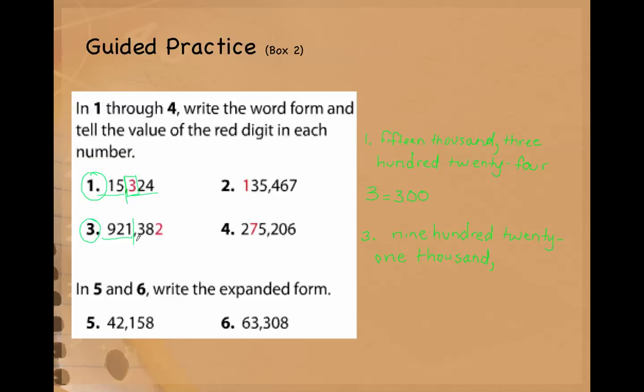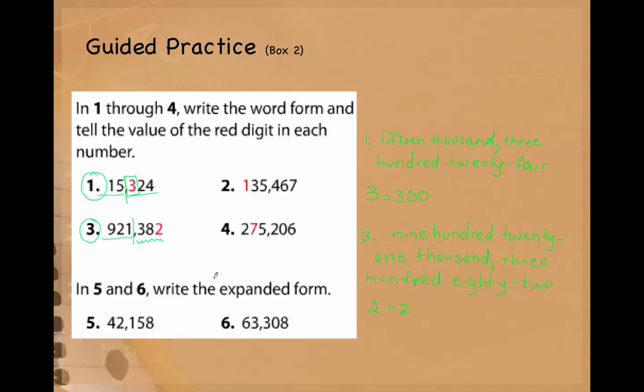Okay, now I need to represent the second part. So I read that, 382. 82 is a 2-digit number, so I need a hyphen, 82. Okay, now I need to represent the value of the 2. The 2 in the ones place is worth 2. That's it.